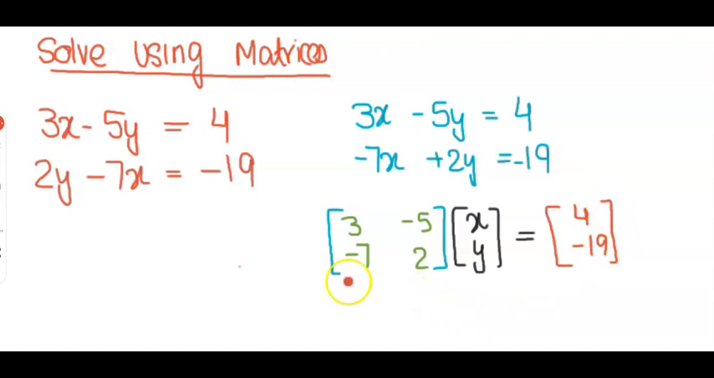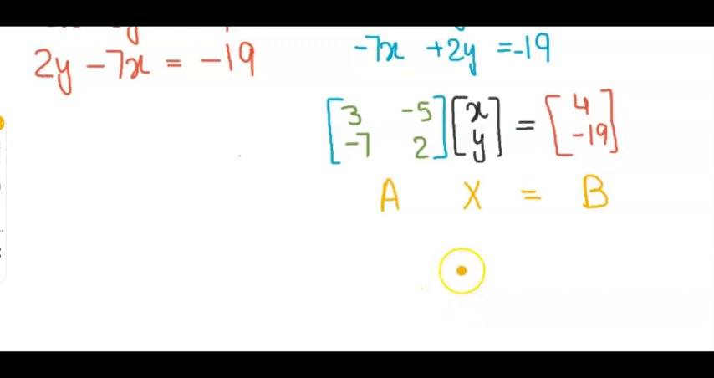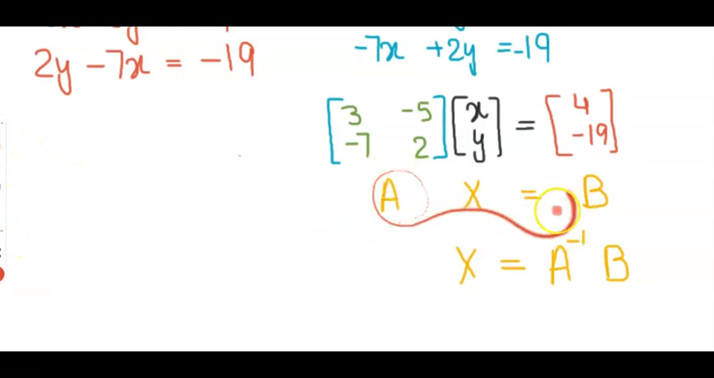Happy with that? Then I'm just going to name them. I will say this is my A, this is my X, and this is my B. A times X equals B. Now I want to find the value of X. How should I do that? X is equal to A inverse B. Why A inverse? When I take the A from here to that side, it becomes A inverse.